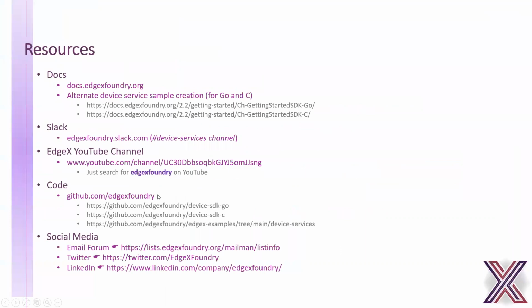So we've seen how to get the SDK, how to use it to build an SDK device service, run that device service, and get it communicating with EdgeX. If you'd like more information, please use our docs page, docs.edgexfoundry.org. You'll find some samples out there to create new device services already exist, both in Go and C. You can find more information on our Slack channel or ask questions in our device service channel if you have some issues as you're building your own device service.